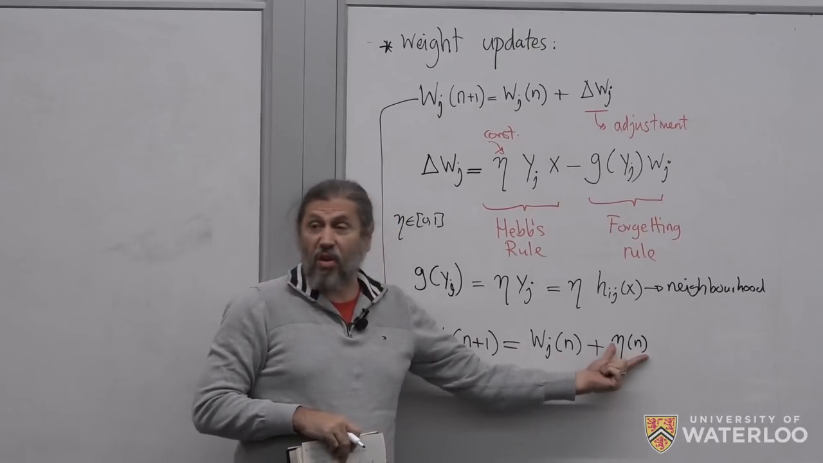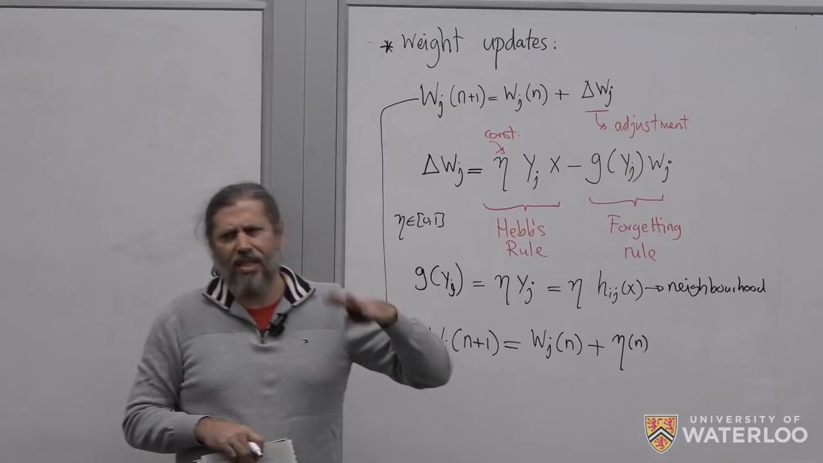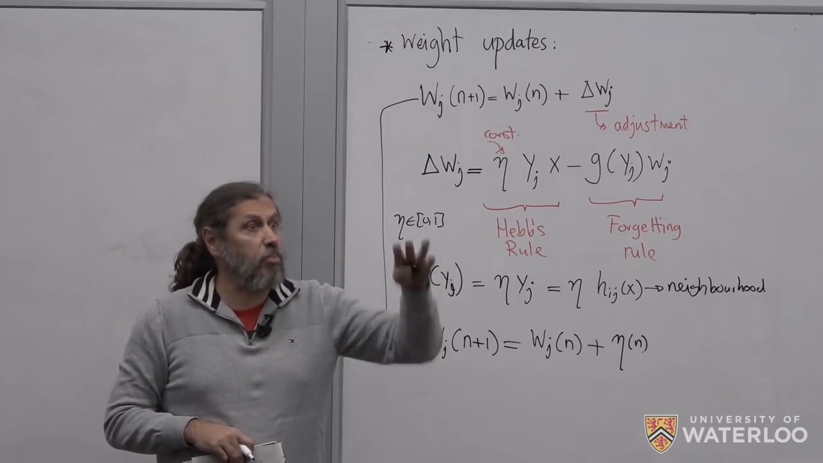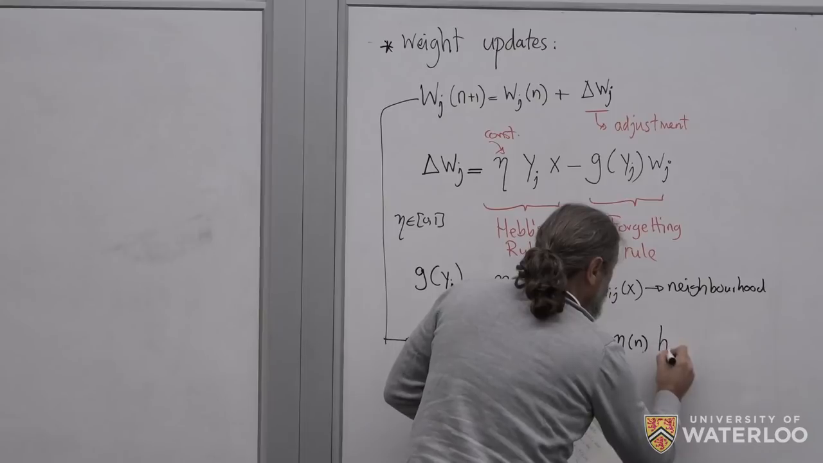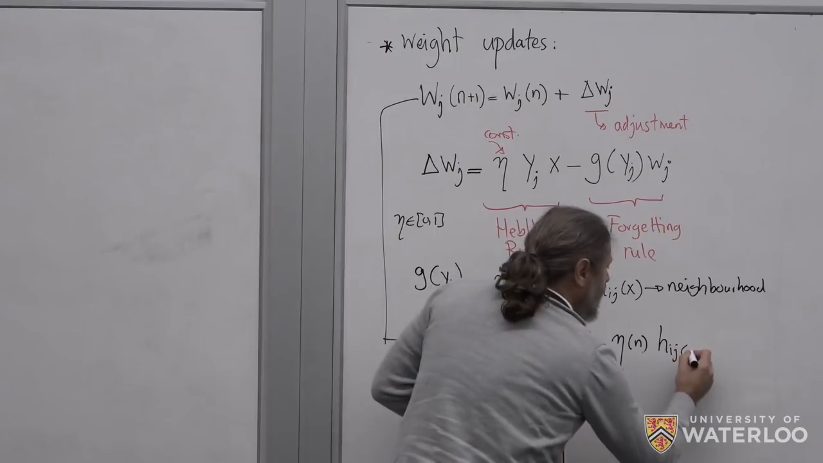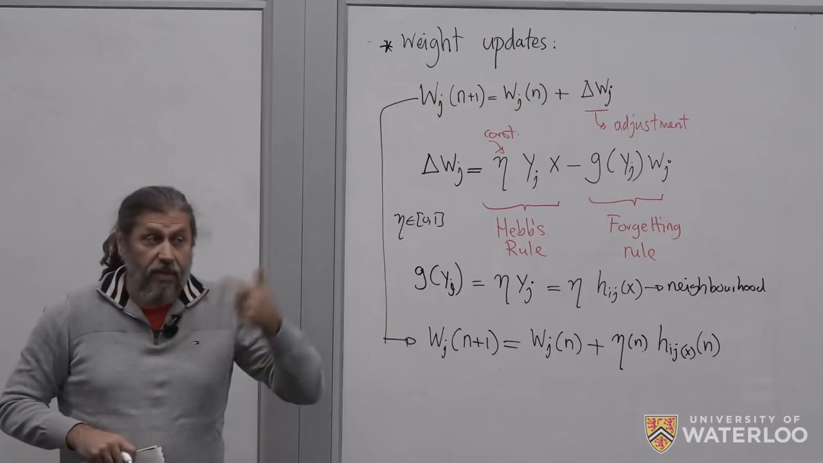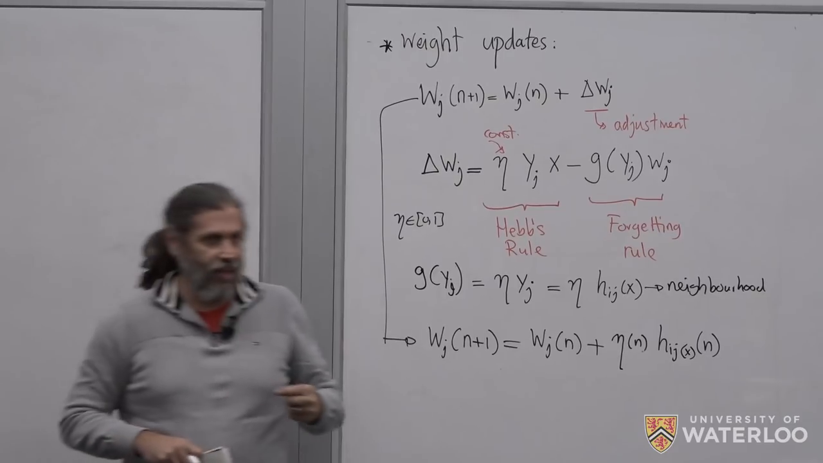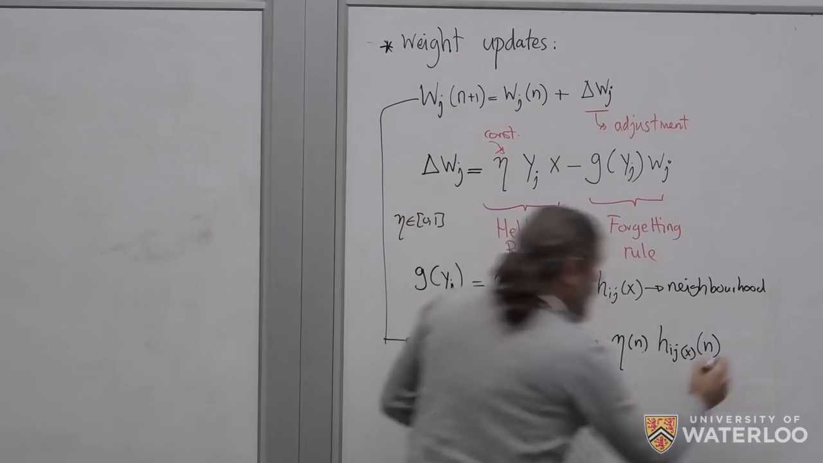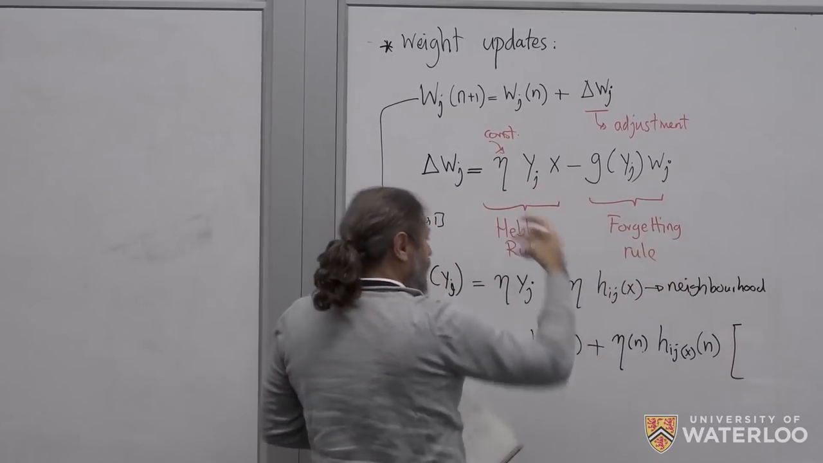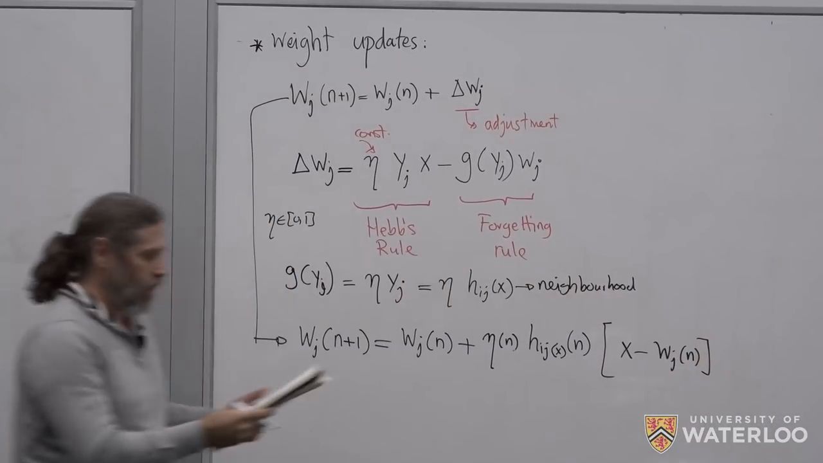And ideally, that control should be a function of time, because at the beginning, we want to make a lot of changes. And toward the end, we don't want to make changes, because you could easily destroy whatever you have learned by making big changes. So toward the end, you should not make many changes. So eta of n times this h sub ij of x, also at n. Now I put also x as the subscript. So the neighborhood function is also a function of time. And as we said at the beginning, you are very generous, and then you get greedy, and do not share weights with anybody anymore. Times, because I brought eta here, now I'm taking it out, times x minus the weights, whatever they are at the time n.